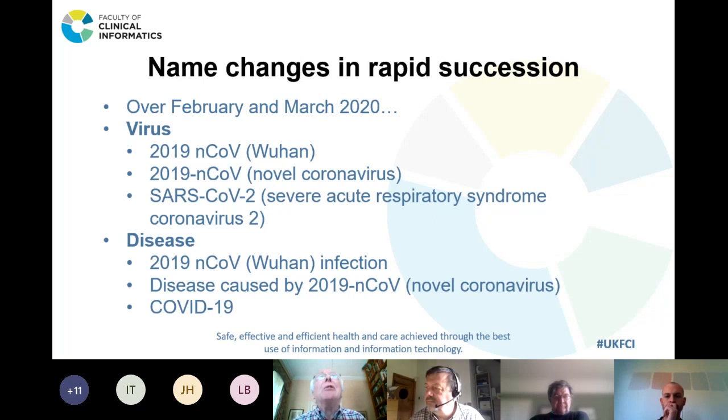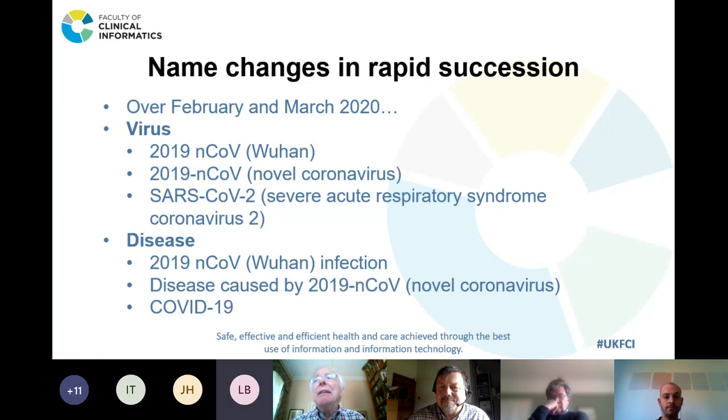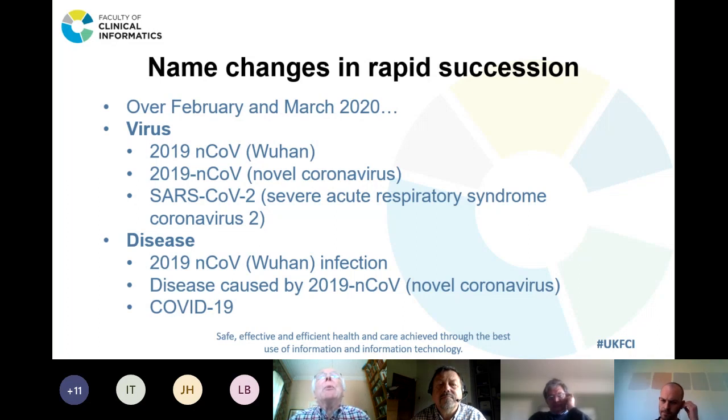Anyway, we had name changes occurring in rapid succession. Over February and March 2020, first of all, we had the suppliers deciding to name the virus 2019-nCoV Wuhan. Then shortly after that, people agreed that Wuhan was a bad name, and we changed the name to 2019-nCoV, novel coronavirus. And latterly, we've had an authoritative international statement that the name should be SARS-CoV-2, Severe Acute Respiratory Syndrome Coronavirus 2. Sadly, as you can see, the name of the virus is getting longer and longer and longer, which is a problem, but that's the official name.